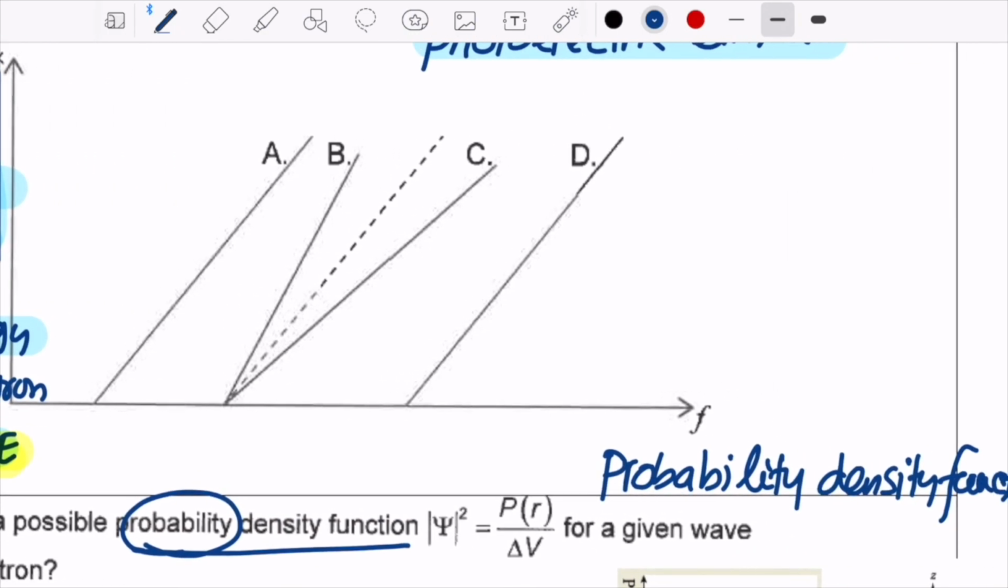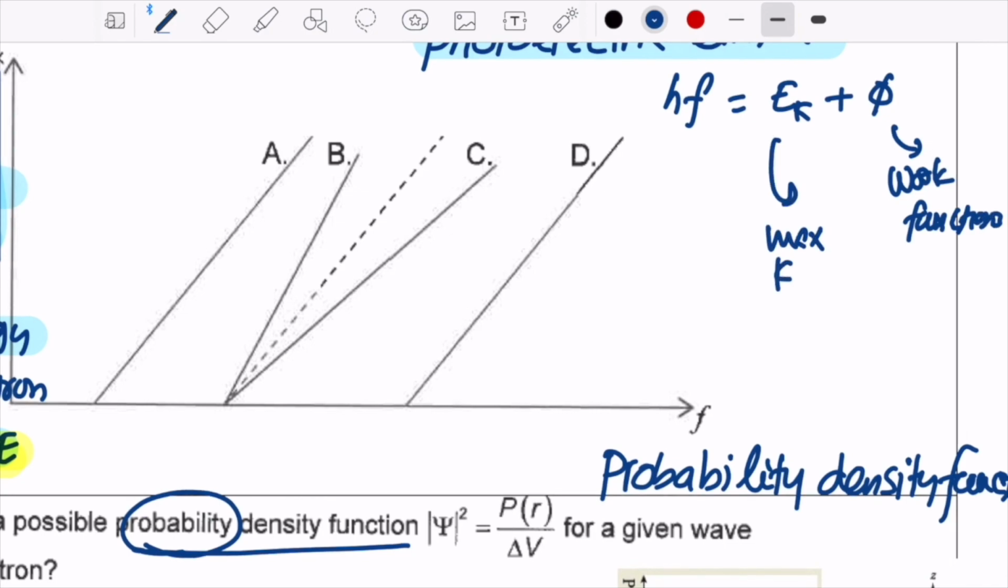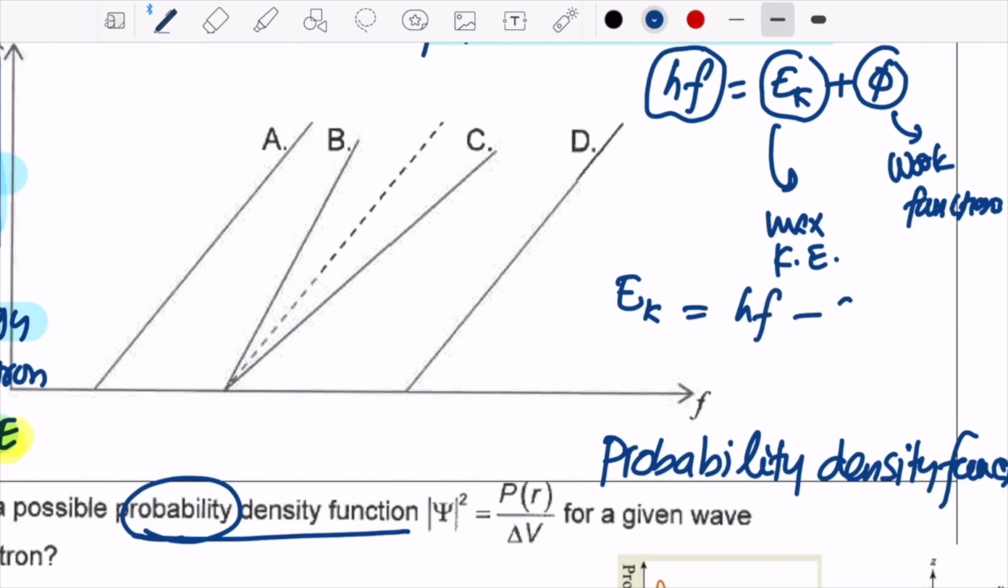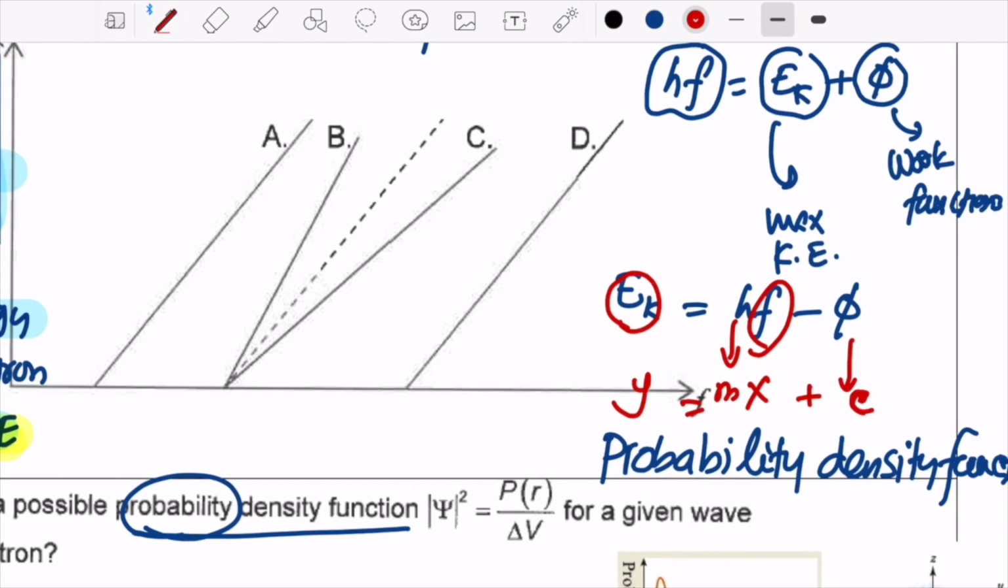Let's have a look. The energy of a photon, hf, is the maximum kinetic energy plus the work function. This stands for the work function of the metal, and this is the maximum kinetic energy. Why is it maximum? Because that is the electron which needs minimum energy to come out. This is like a balancing sheet: this one equals this one plus this one. Now I am making kinetic energy the subject: hf minus work function. If you take this one as x and this one as y, this will be the gradient and this will be the y-intercept. Alright, very good.